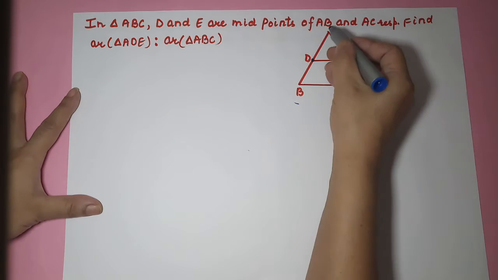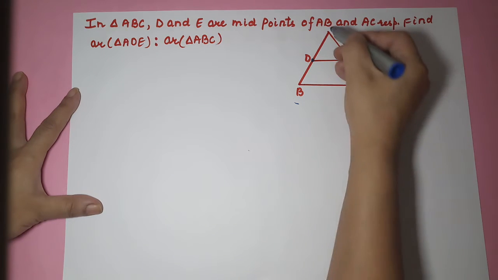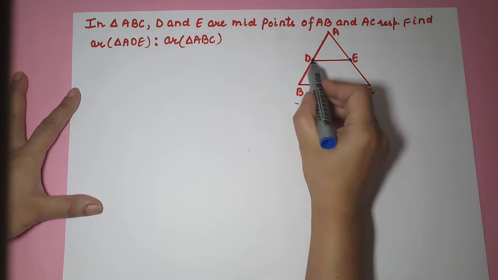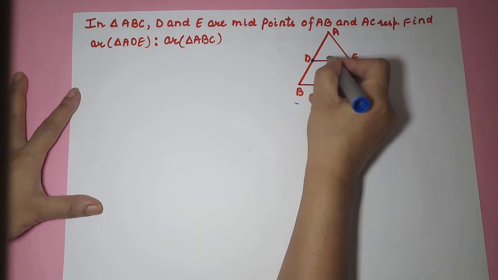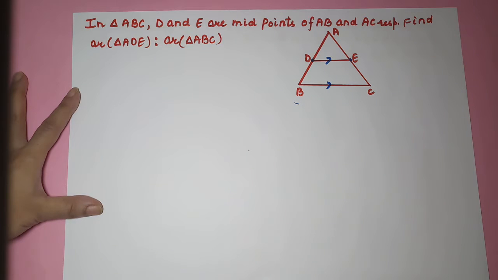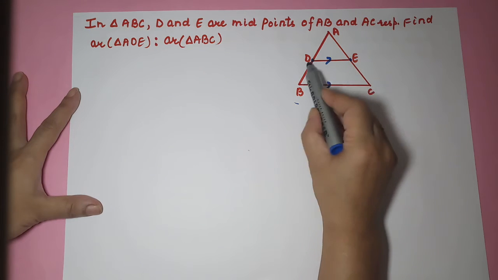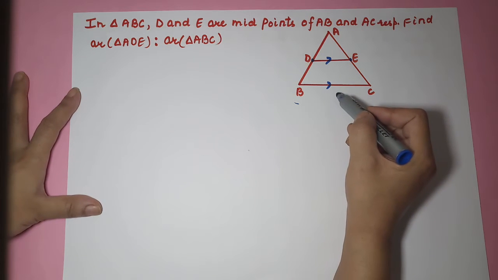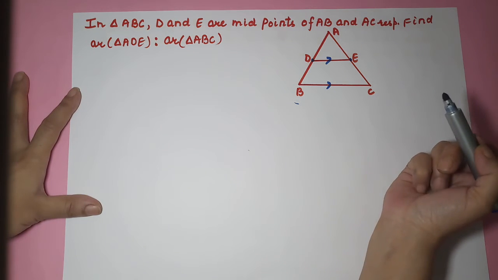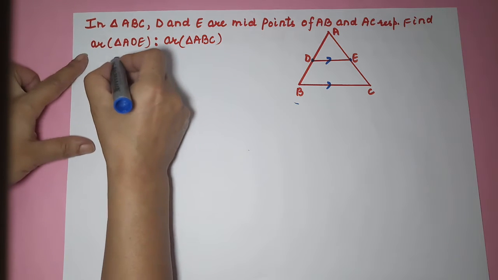Here D is given the midpoint of AB, E is given the midpoint of AC, and DE is the line joining the midpoints. So by midpoint theorem, DE becomes parallel to BC. We know that line joining the midpoints of any two sides of a triangle is parallel to third side and is half of it, right? So we will write that first.